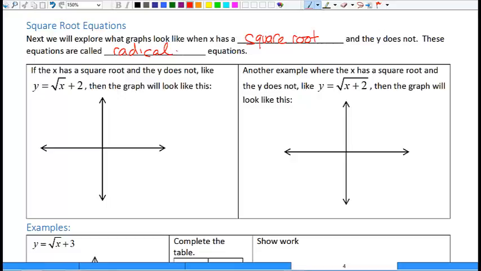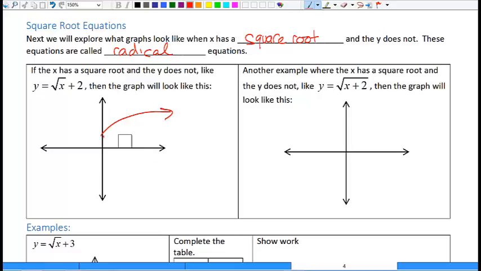So if the x has a square root and the y does not, then the graph, the square root of x plus 2, will look something like this. It's kind of like the U shape on its side, except the other half of it is cut off, okay? So don't draw that part. It's gone. But you see how it's kind of U-y shaped? If you fill in the extra bits, it's like that U shape, but we only have one branch of it.